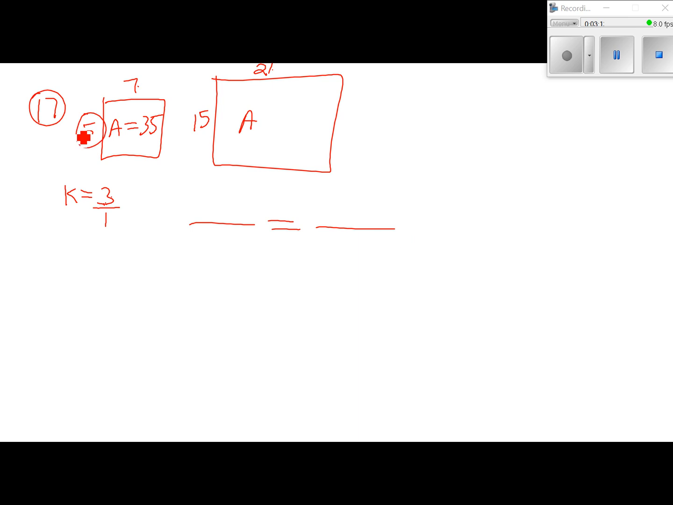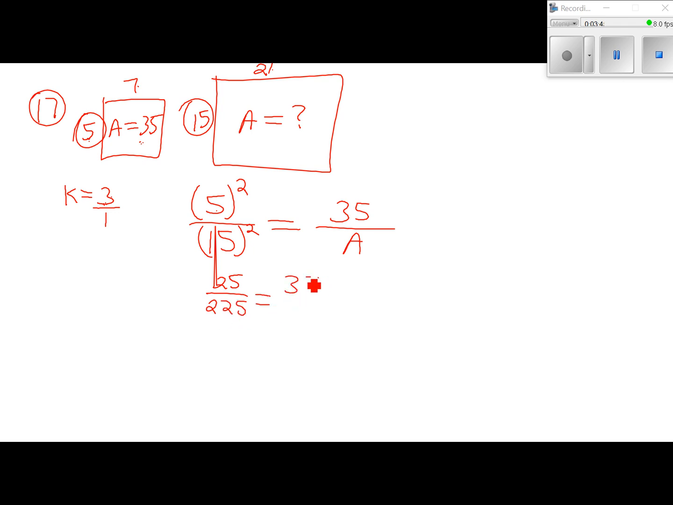First thing I do is I just pick a side and match it up with another side. So 5 compares to 15. With this theorem, remember you've got to square each of these. And then the other one's going to be this area compared to this area that we don't know. So 35 compared to, I'm just going to leave that as A. 5 squared is 25. Ignore that. And then grab your calculator and do 15 squared. That's 225. And that's going to equal 35 over A.